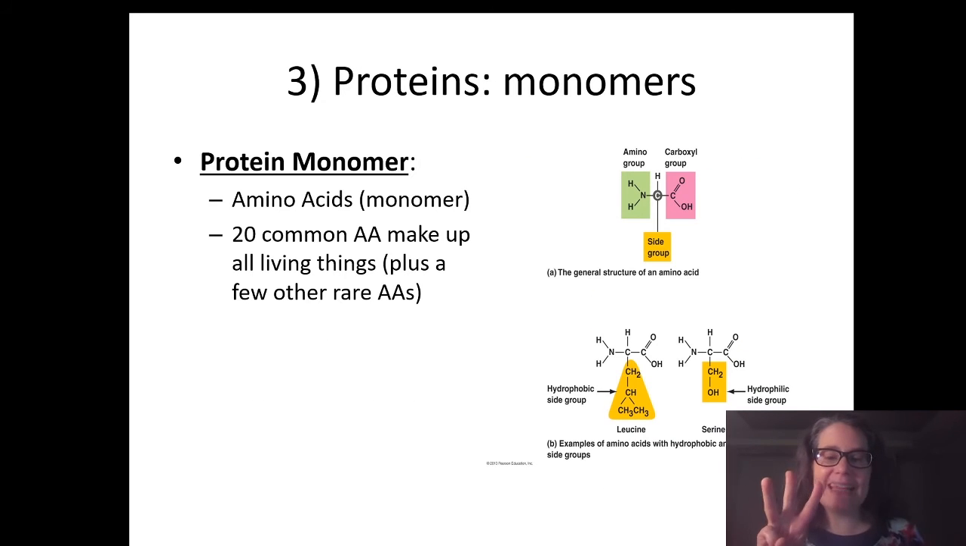Third macromolecule is a protein, and the monomers are called amino acids.